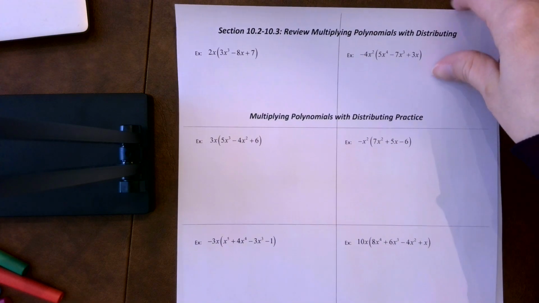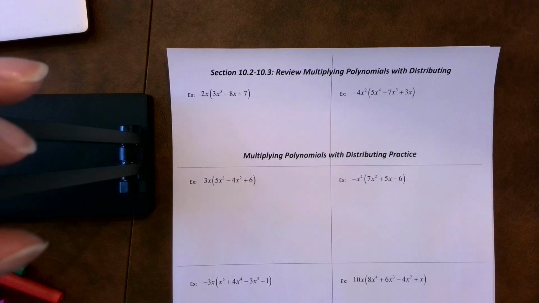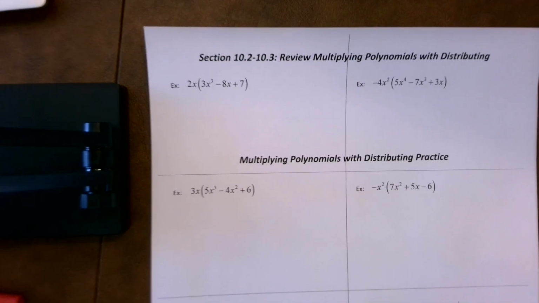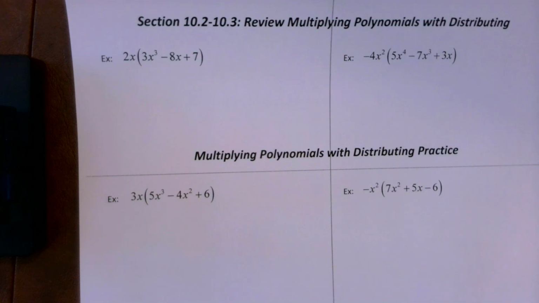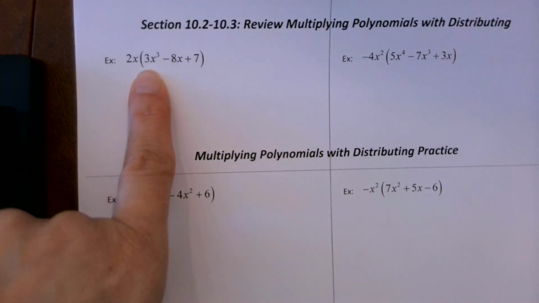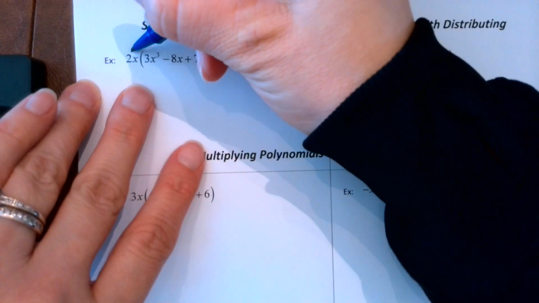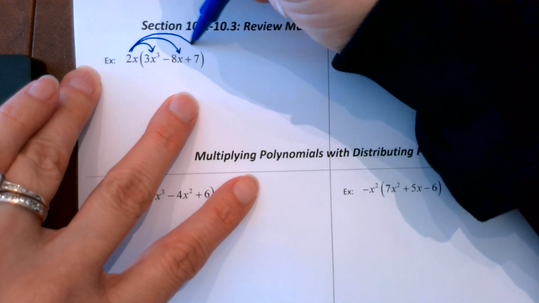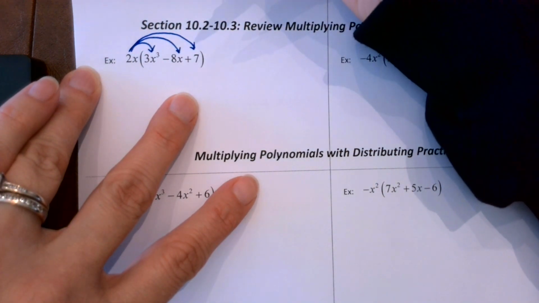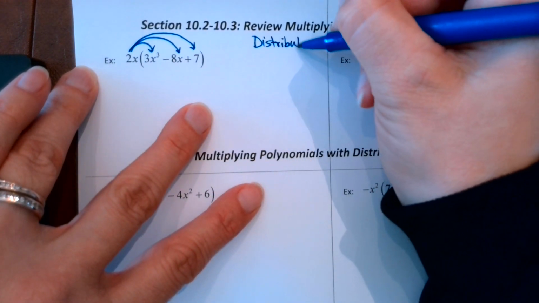Okay, so up at the top, our first problem that I want to review with you is how to distribute a monomial into parentheses. The first problem says 2x times the quantity 3x cubed minus 8x plus 7. When we distribute a monomial, it has to be given to all the terms in the parentheses. So how do you distribute? Well, we're going to do it one step at a time.